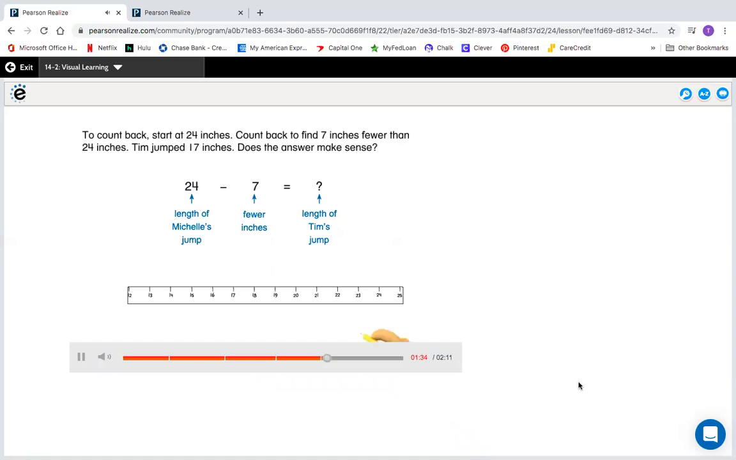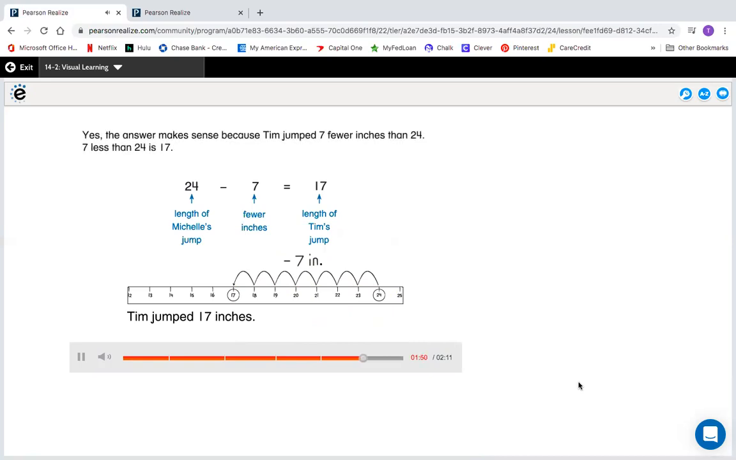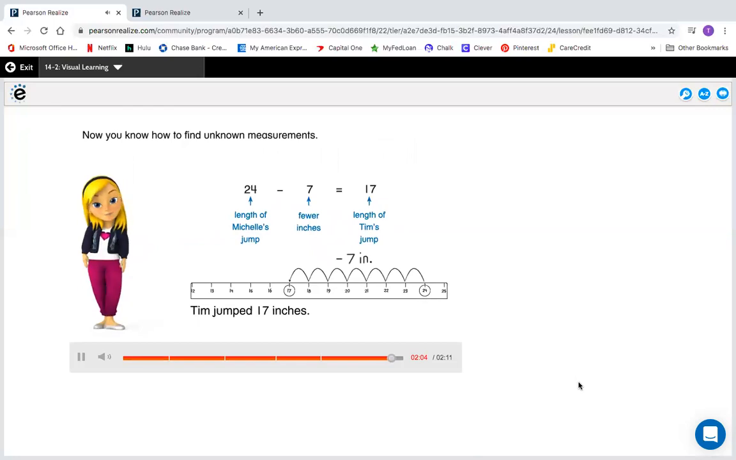To count back, start at 24 inches. Count back to find 7 inches fewer than 24 inches. Tim jumped 17 inches. Does the answer make sense? Yes, the answer makes sense because Tim jumped 7 fewer inches than 24. 7 less than 24 is 17. Now you know how to find unknown measurements. Great job!